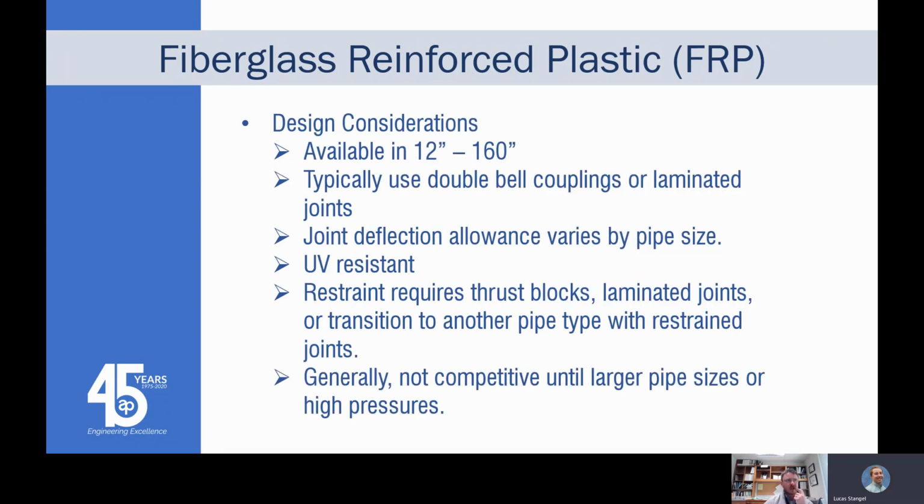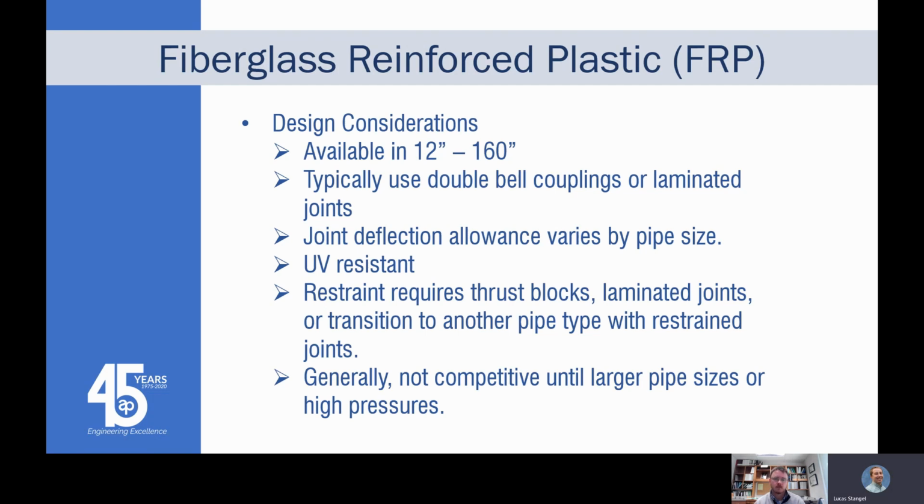Some design considerations. Generally available 12-inch to 160-inch. I think you can get it smaller, but it's not as common. The joints typically use a double bell coupling, basically a coupling that has a gasket right in the center that both pipes butt up against, and then a gasket around the pipe on each side. When you get into restrained areas, they'll laminate the joints, so they actually go in and lay fiberglass down to join them together using a laminated fiberglass process. Like ductile iron, you can deflect the joints, but that varies based on pipe size. The larger the pipe, the less you can deflect it. It's UV resistant.